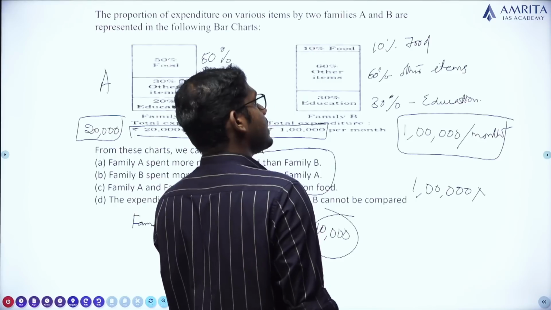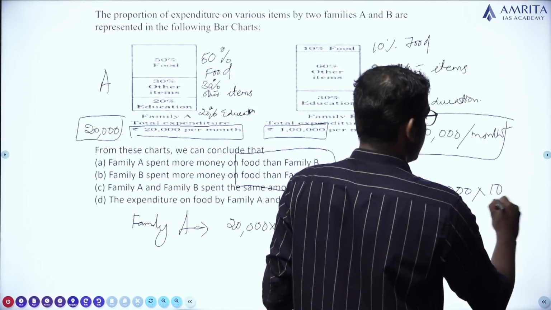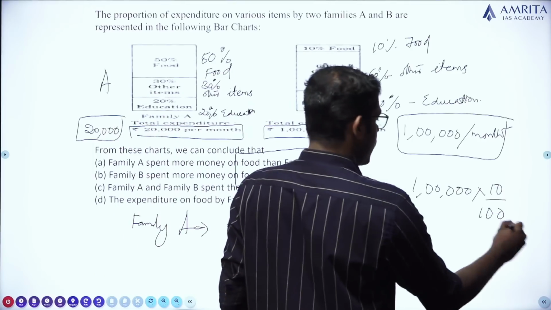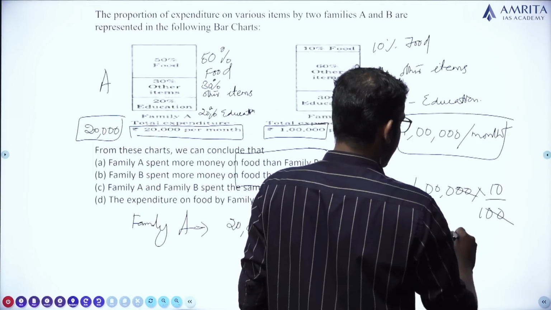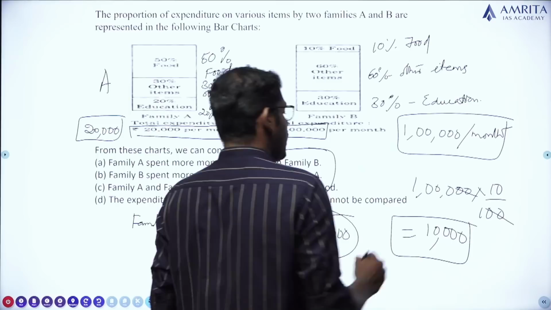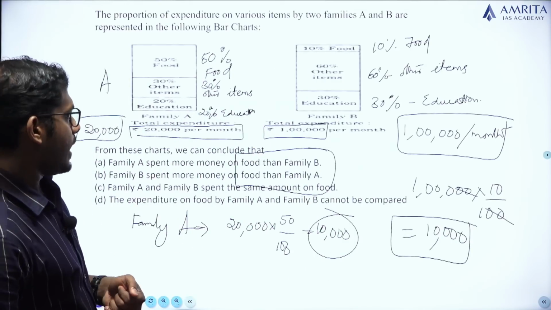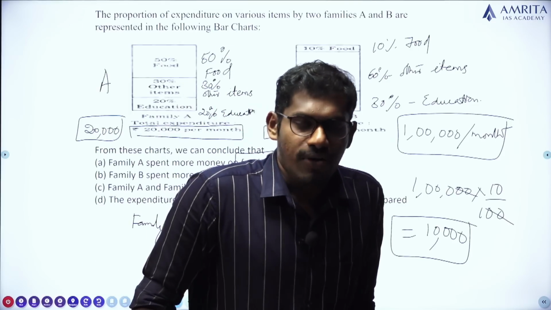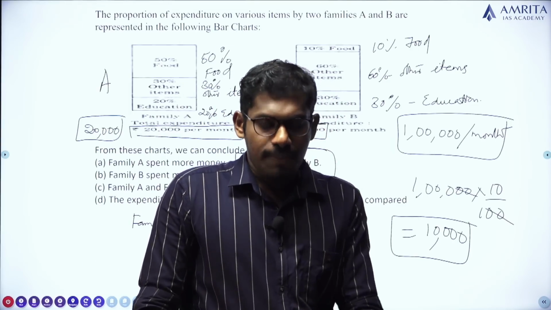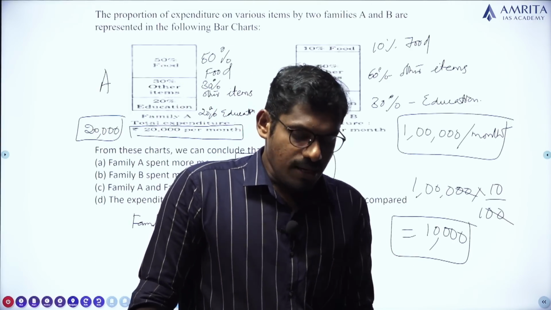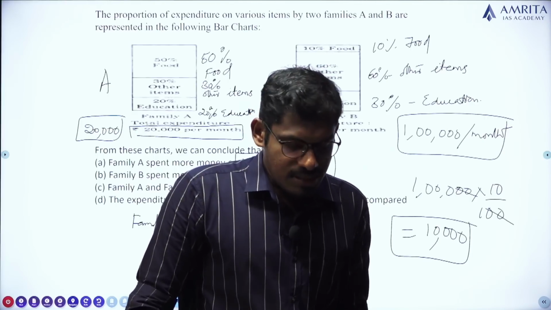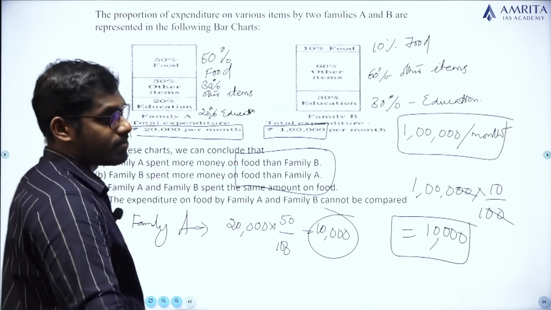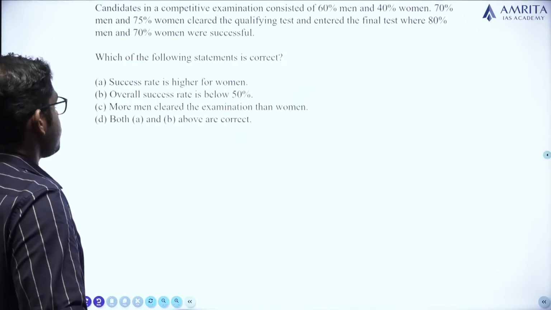Out of this 1 lakh, 10% is utilized for what? For food. Clear? So 10% of 1 lakh is 10,000, which means that both family A and family B spend the same amount for food. Family A spends 10,000 rupees for food. Family B spends 10,000 rupees for food. So both family A and family B spend the same amount of money for food. Clear? Okay. Next question.